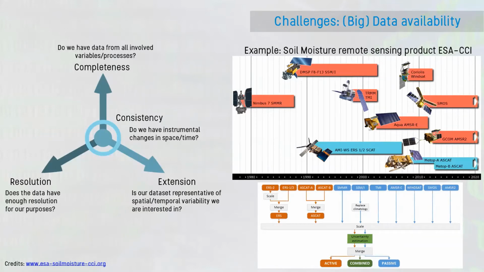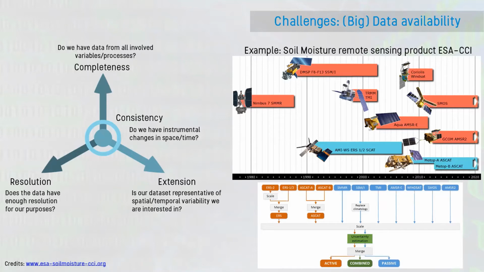So we have to consider the completeness. We have to see whether all the variables and processes that we need to address are covered. We have to talk about resolution. Does the data that we have actually have enough resolution for our purposes? We also need to consider the extension. Is our data set representative of the spatial and temporal variability that we're interested in modeling? And we also need to consider the consistency. We need to be aware that, in space and time, very different sensors can sense the same variable that we use to model our problem.